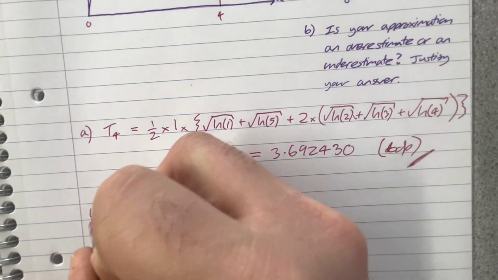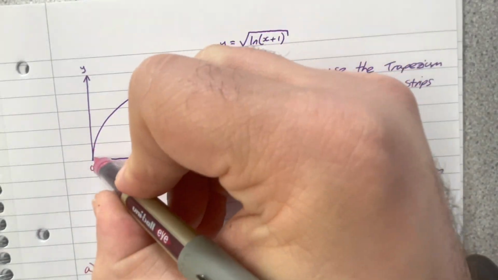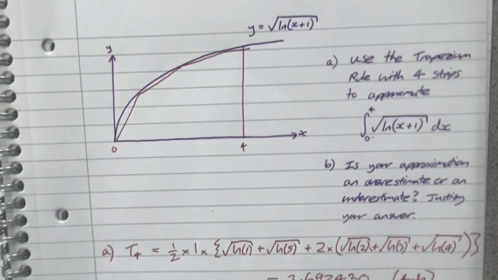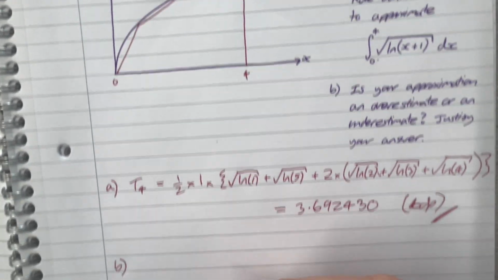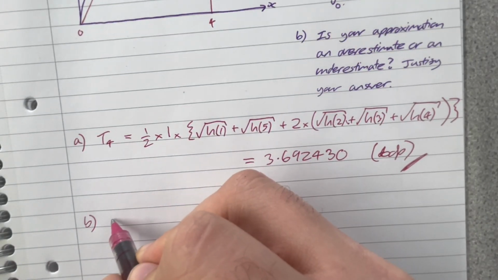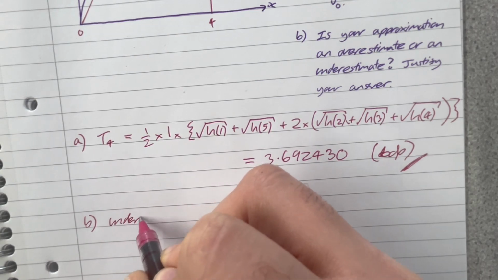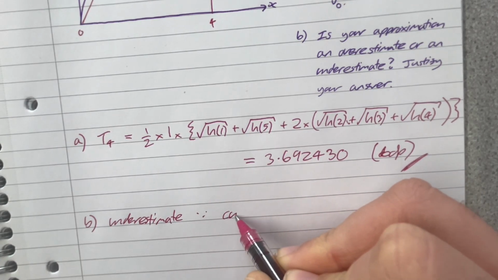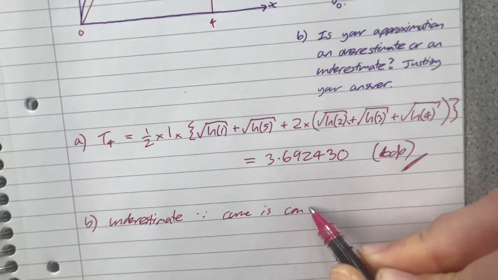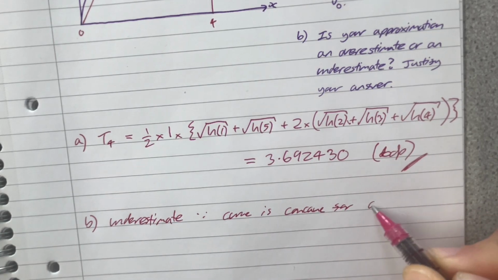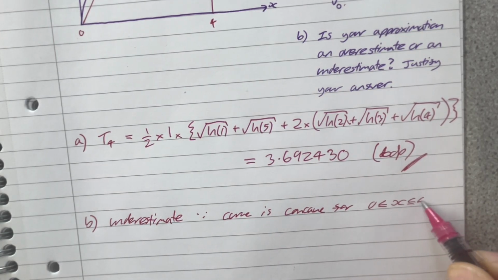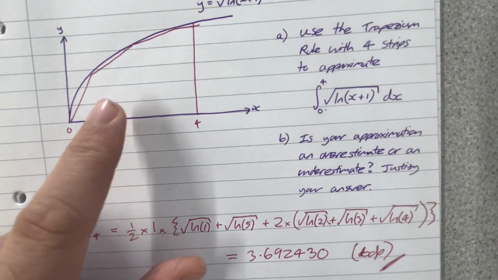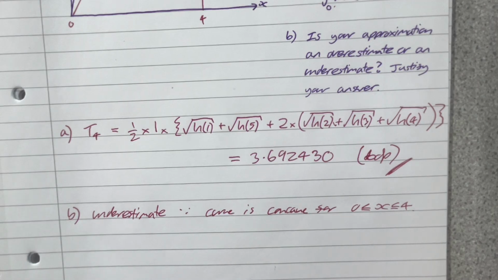And part B, is this going to be an underestimate or an overestimate? Well, if we see the curve here, the curve is concave. So it's going to be an underestimate. And it says to justify the answer, and I would say because the curve is concave for x is 0 to 4. And you could double differentiate this to prove that it is concave, but there's no need to. We are given the graph for that very reason.